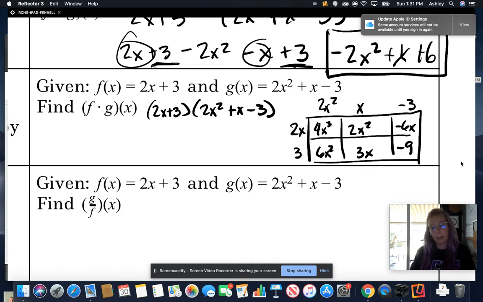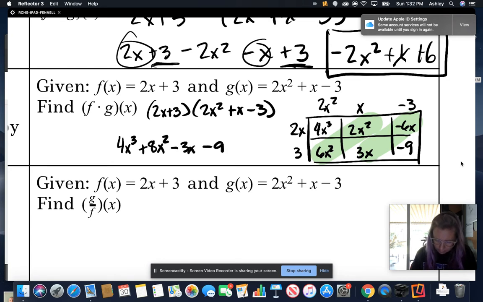Now we're just going to combine like terms. Remember, when you're doing an area model, if you set it up in descending order, then all of your like terms will be diagonal from one another. Okay, so we're going to have 4x cubed plus 8x squared minus 3x minus 9.